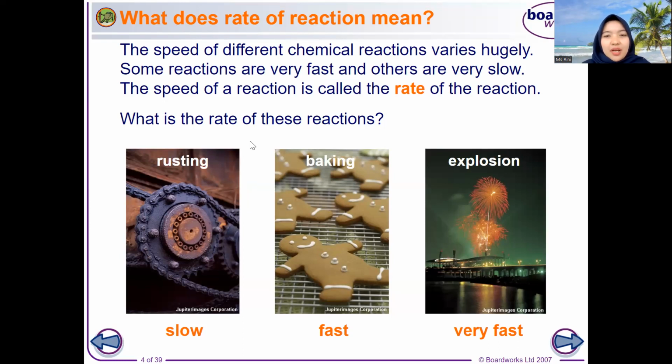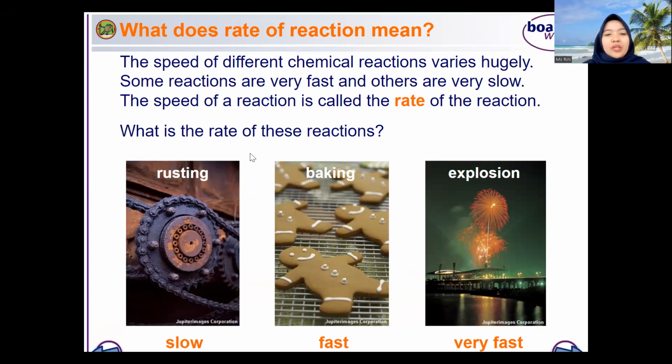What does rate of reaction mean? The speed of different chemical reactions varies hugely. Some reactions are very fast and others are very slow. The speed of reaction is called the rate of reaction. So you can see on the picture, we have the example of a slow reaction, that is roasting, and then a fast reaction, that is baking, and an explosion for the very fast reaction.